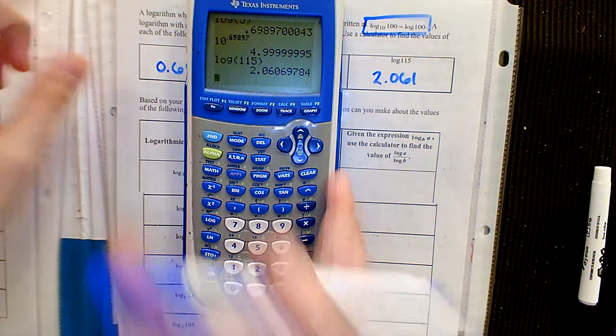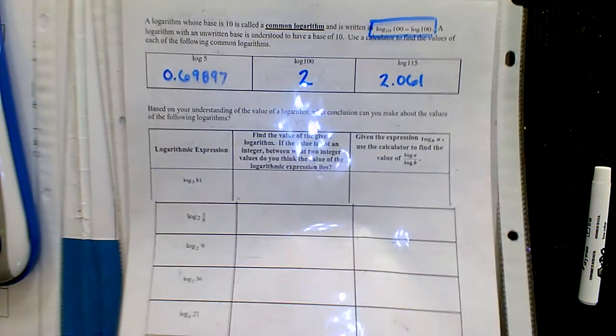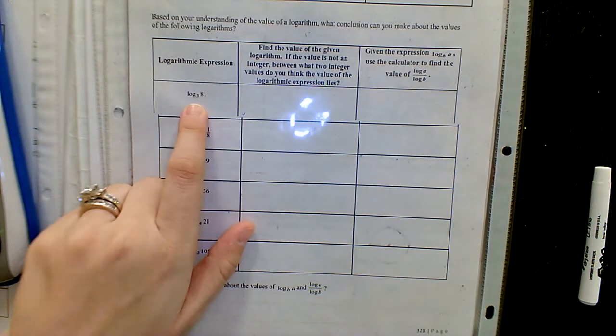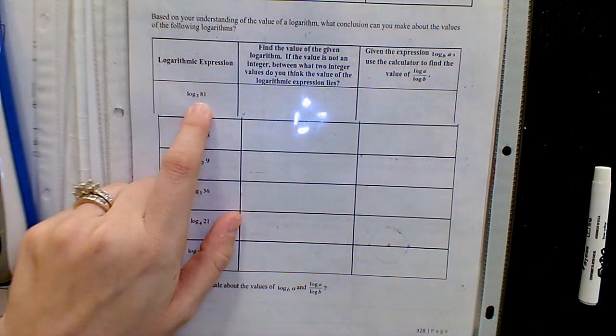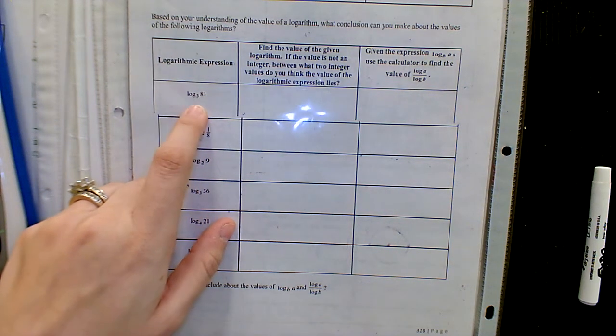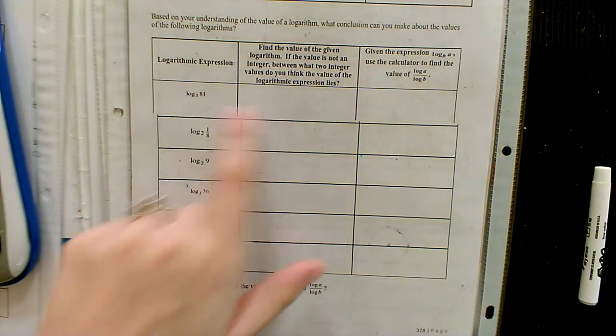Okay, but just like in the other examples on the front page, we might not always have a base of 10, even though that's the common one. Okay, so we cannot type in log base 3 of 81 on our calculator exactly as it looks. We're going to have to change it a little bit in order for us to utilize the calculator. So that's what we're going to check out here.